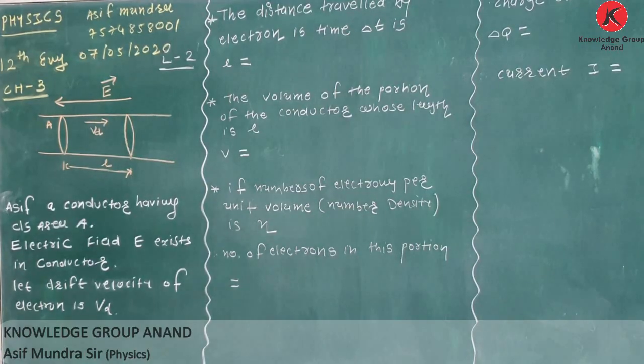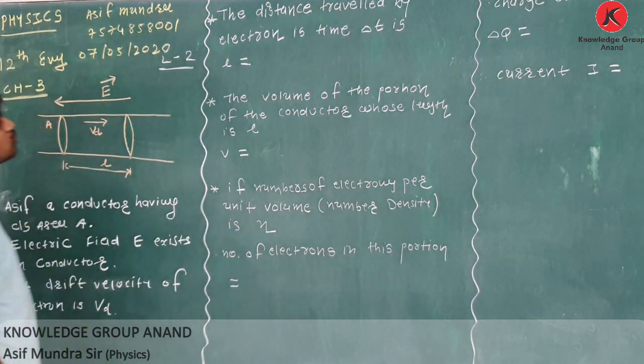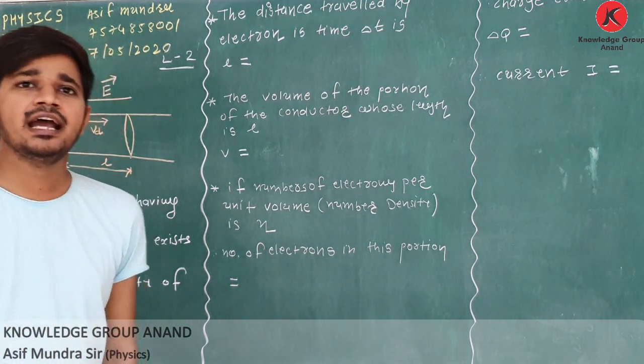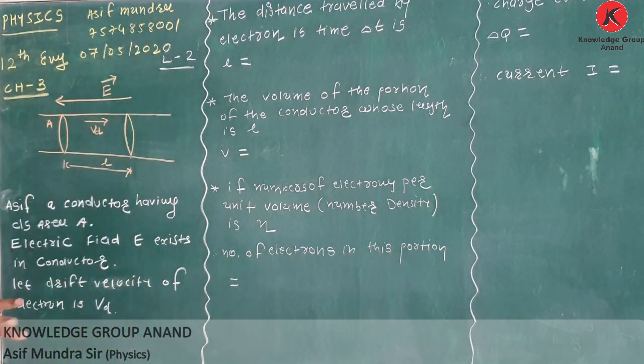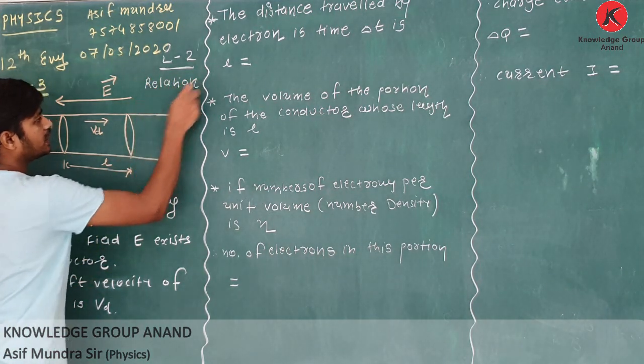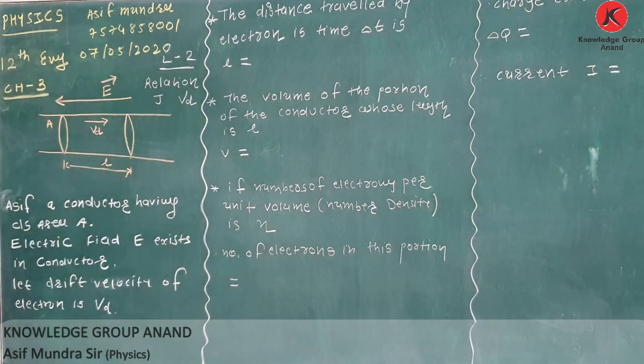Okay students, next theory is you have to obtain relation between current density and drift velocity. So what is title? Title is you have to obtain relation between current density J and drift velocity Vd. Okay, so make title relation between drift velocity and current density.